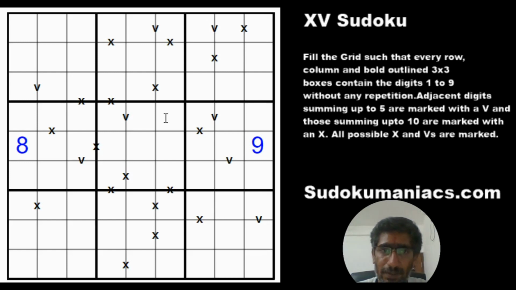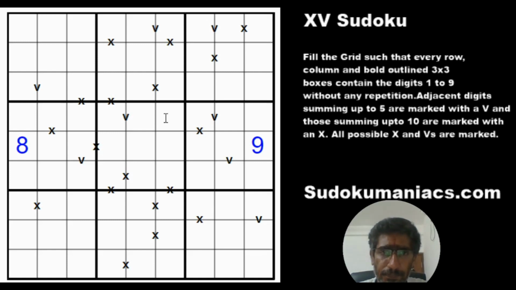The rules of classic Sudoku apply, which means that no digit can repeat in a row, column or a 3x3 box. Any two adjacent cells that add up to 5 are marked with a letter V between them. If the two cells sum up to 10, they are marked with an X. And all possible X and Vs are marked. What that means is, wherever there is no X or a V present, we cannot have the digits adding up to 10 or a 5.